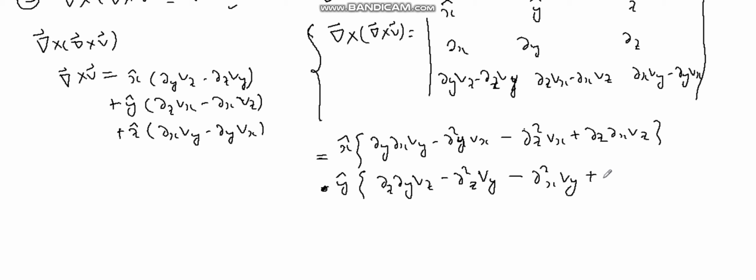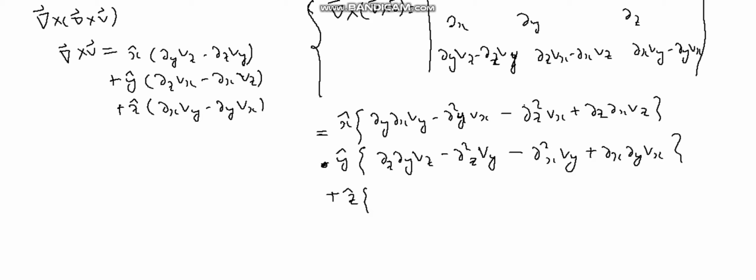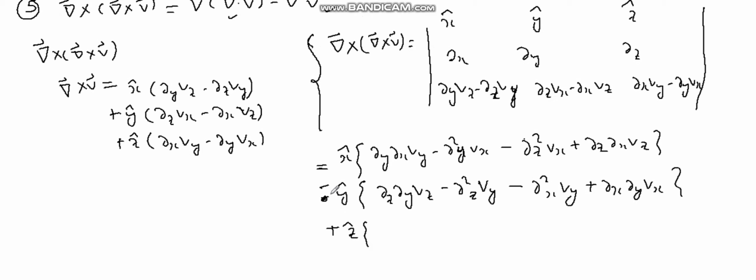minus and minus is plus del x del y v of x, plus z cap. So there will be a plus sign over there. Now it is going to be del x del z vx minus del 2x vz minus del 2y vz plus del y del z vy.